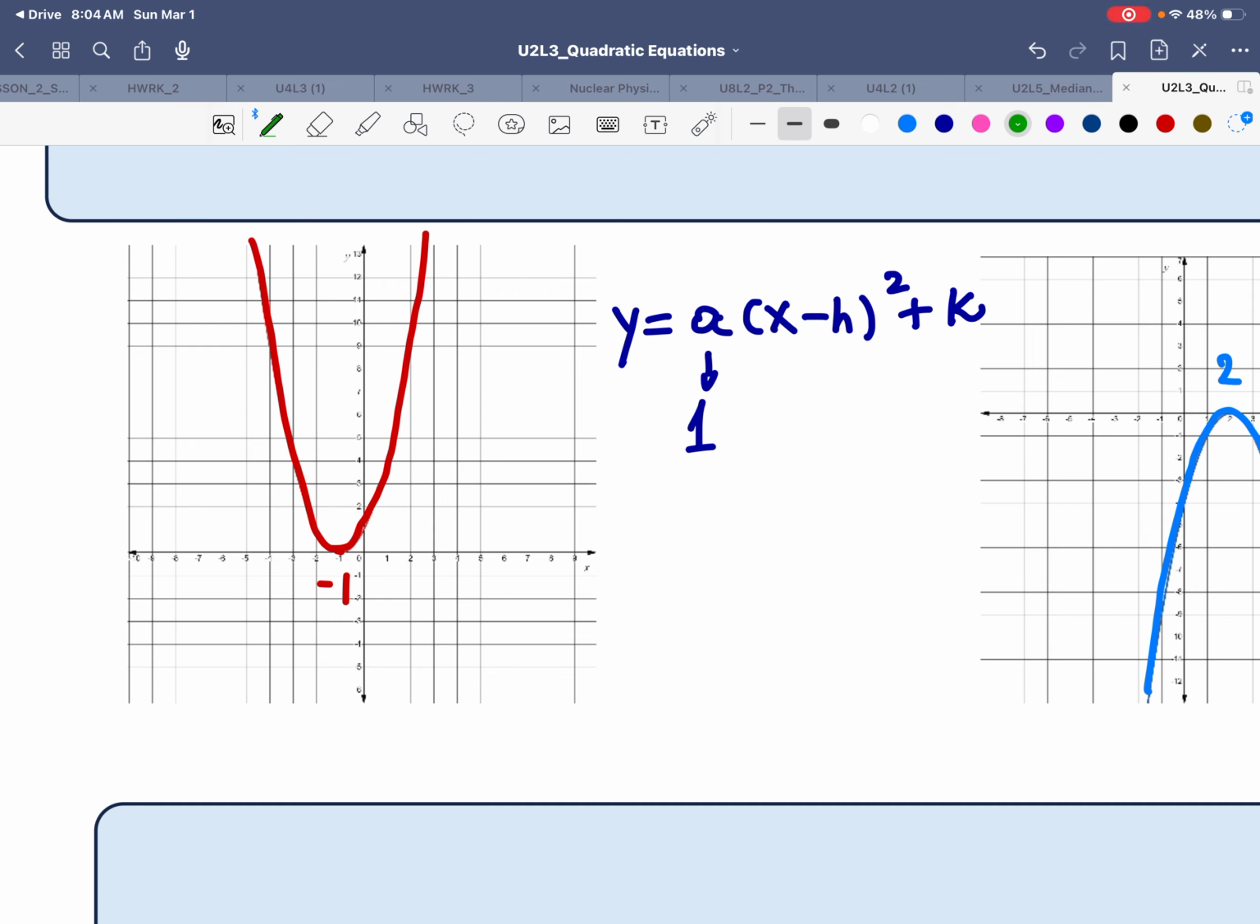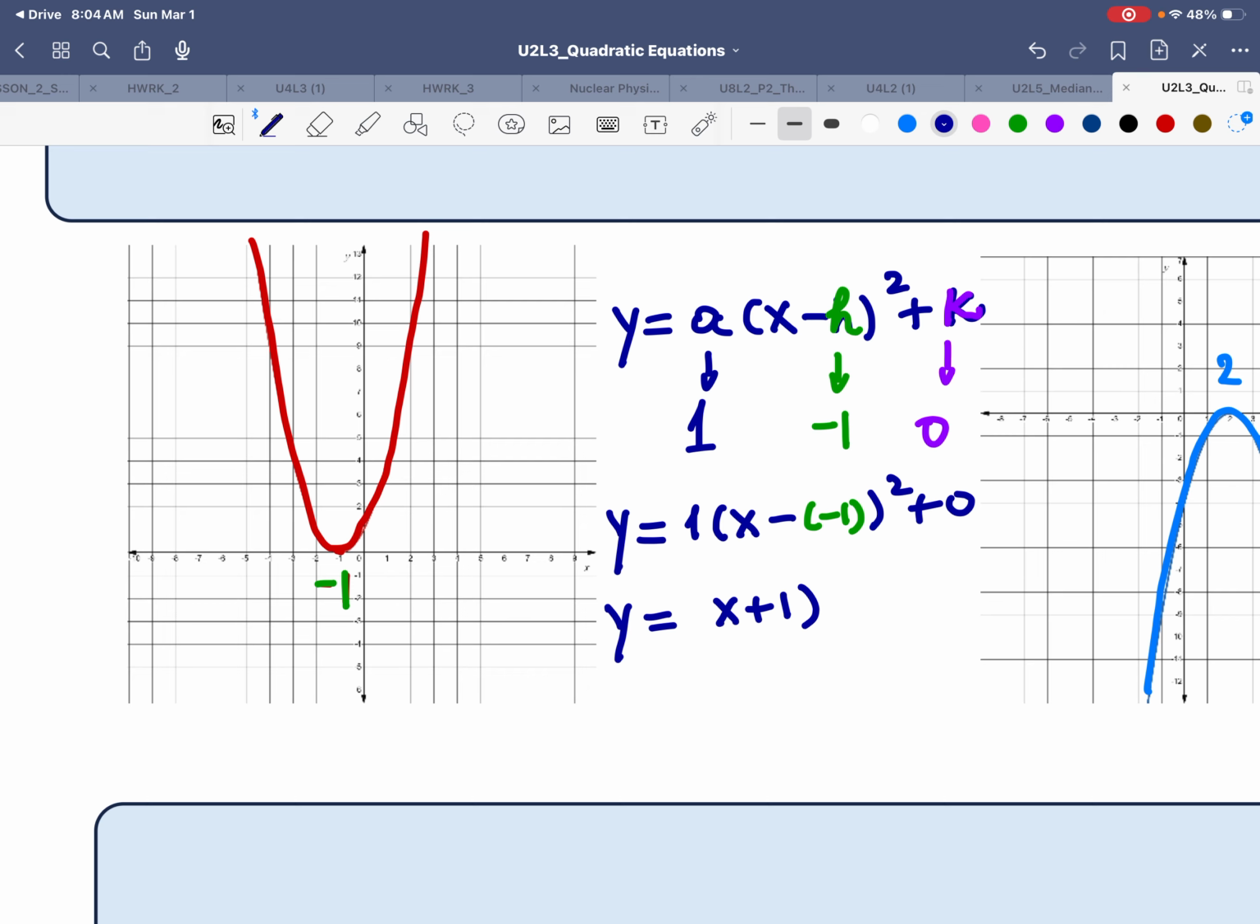Now, the value of h will be the x-coordinate at the vertex, so in this case it is -1. And the value of k would be the y-coordinate at the vertex, which in this case is equal to 0. So we're going to say that the value of k is equal to 0. So the equation of this parabola will be 1 times (x minus -1) to the power of 2 plus 0, or for short, y equals (x plus 1) squared.